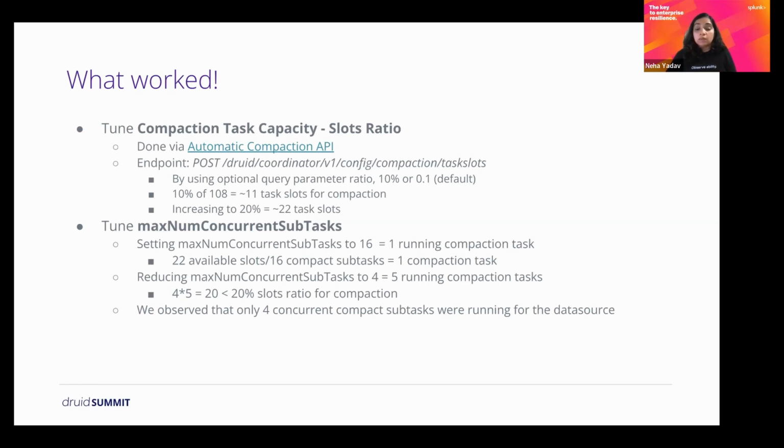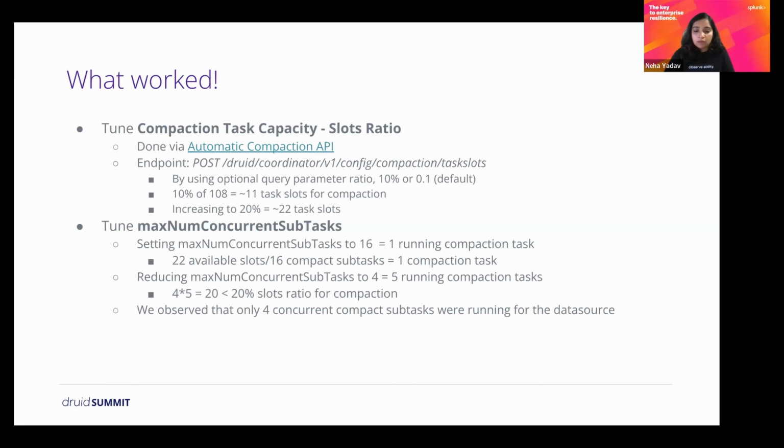So we tried increasing the task slots ratio to 20%. That gave compaction about 22 task slots. And that is when compaction actually started progressing, and we started seeing some improvements. Although even with 22 task slots, we were seeing that somehow only one compaction task was running at a time. We were really surprised, because we had a lot of backlog of segments waiting to be compacted, but we were still seeing only one compaction task being spawned at a time.